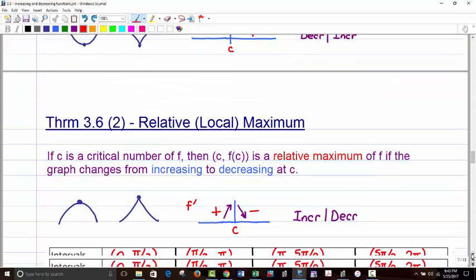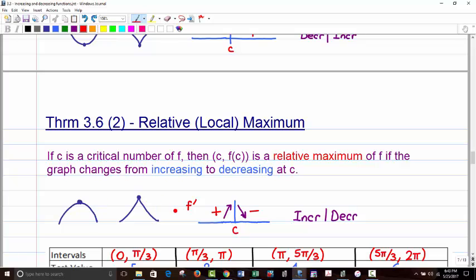Maximum means you go from increase to decrease. So if the sign changes from plus to minus, you've got a relative maximum.